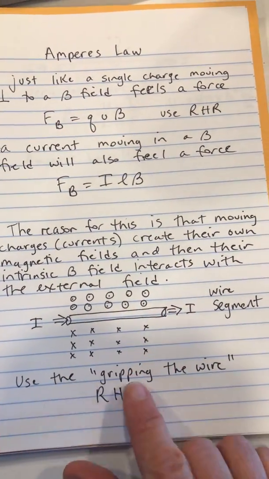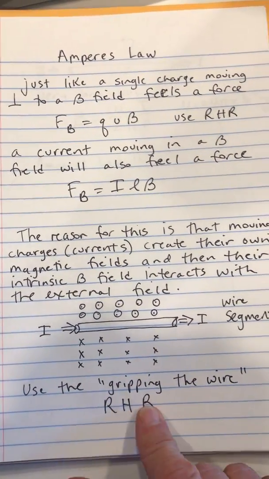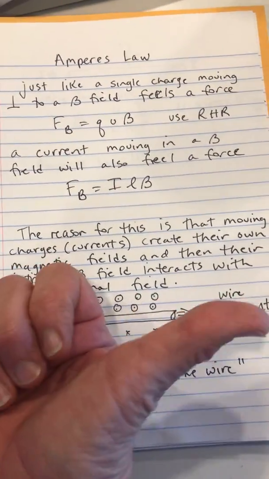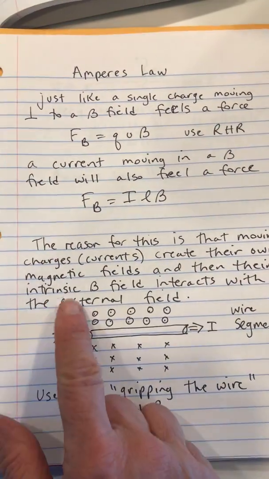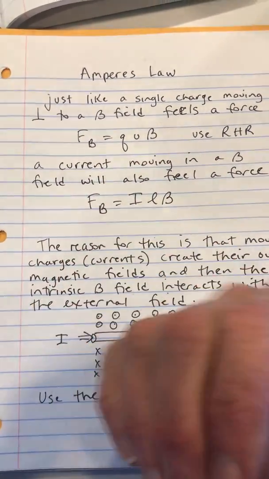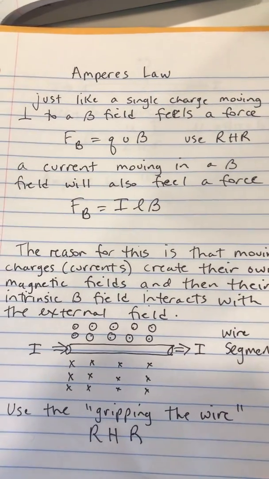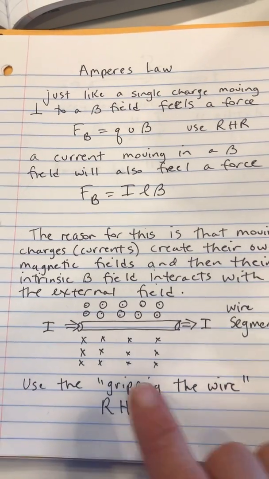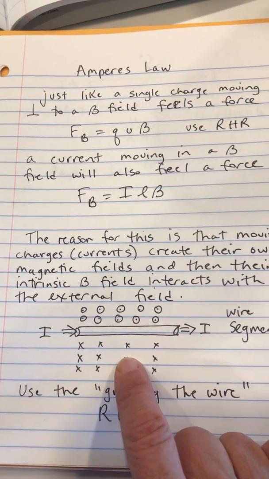So this is a new right-hand rule. I call it the gripping the wire right-hand rule. If you point your thumb in the direction of the current of the wire, then your fingers will wrap in the direction of the magnetic field that the wire itself creates. So this is an intrinsic magnetic field.